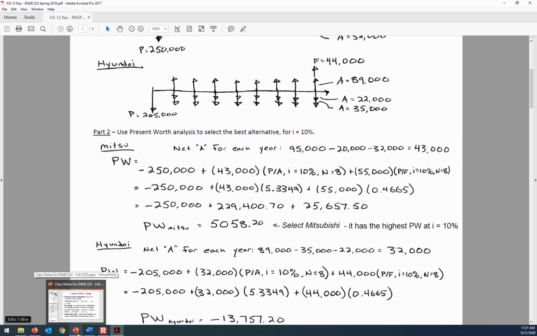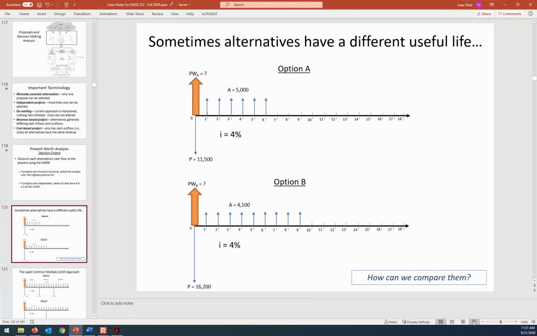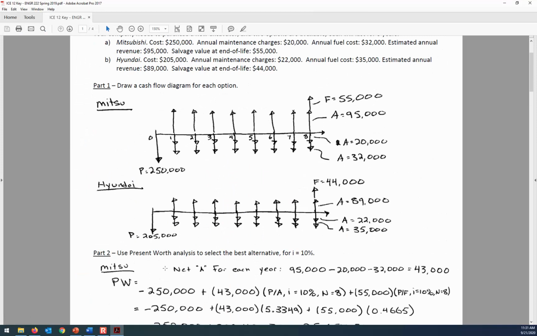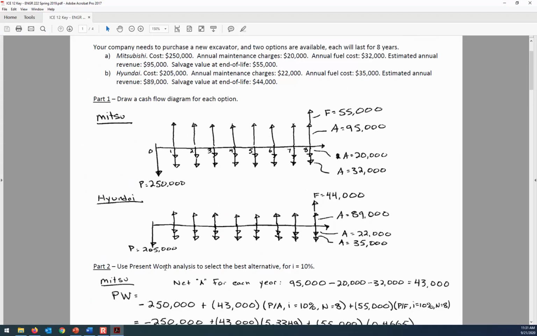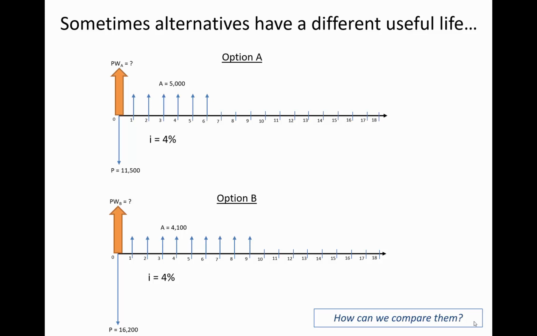All right, well, let's talk about repeatability. In the example we just worked, it was a little bit easy because they both lasted for 8 years. The Hyundai lasted for 8 years, and the Mitsubishi lasted for 8 years. But sometimes equipment doesn't last for the same number of years, and it becomes a little bit challenging to compare them if, for example, option A lasts for 6 years and option B lasts for 9.